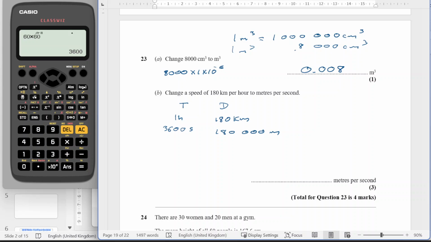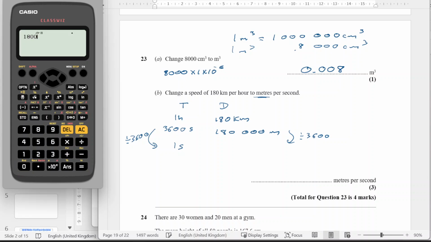And I've messed up, it said meters per second. So 1 second, I've got to divide this by 3,600, so divide by 3,600. So 180,000, I've got a total of 4 zeros, just double checking that, divided by 3,600. 50. So 15 meters per second.